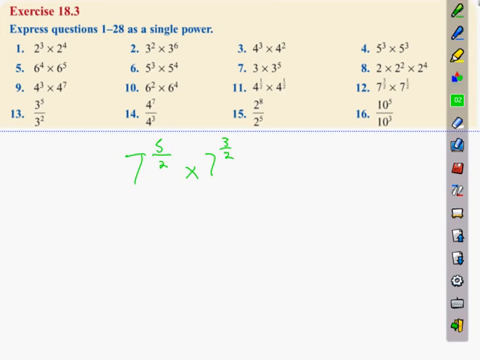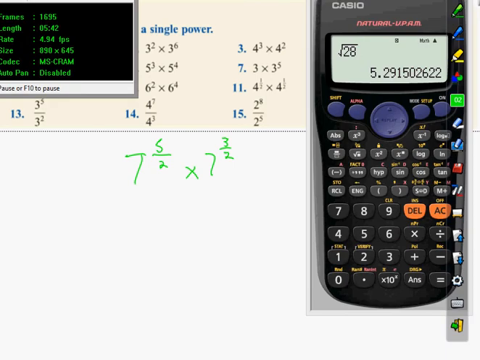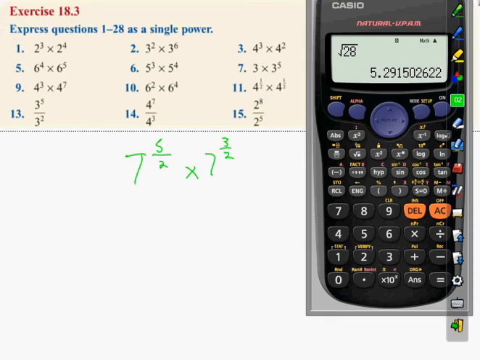You just got to add the fractions. So in this question here, you're going to add the fractions together. So you're going to add the 5 over 2 and the 3 over 2 together. Is that right? So Barry, what did you get when you added them together?